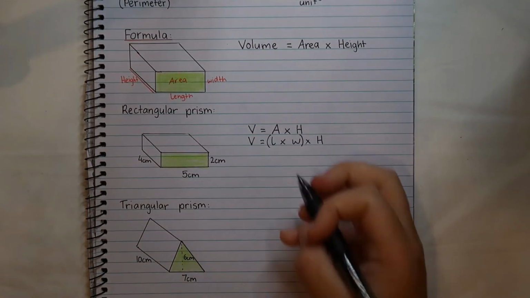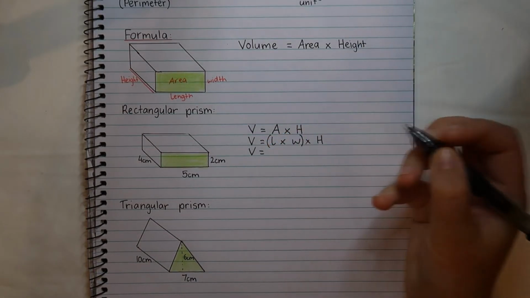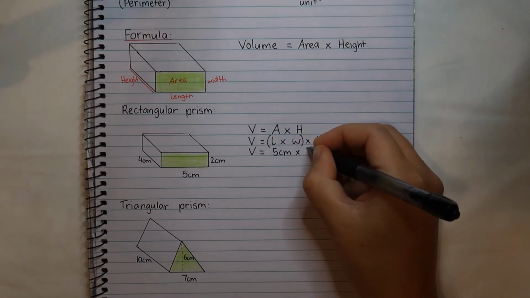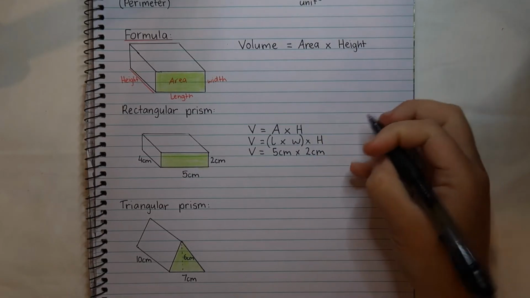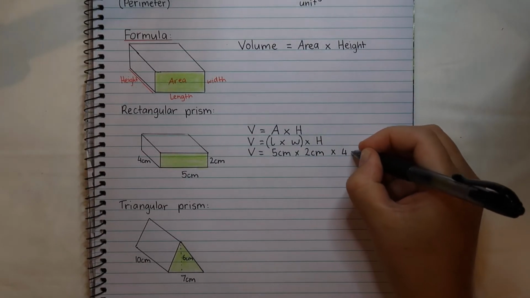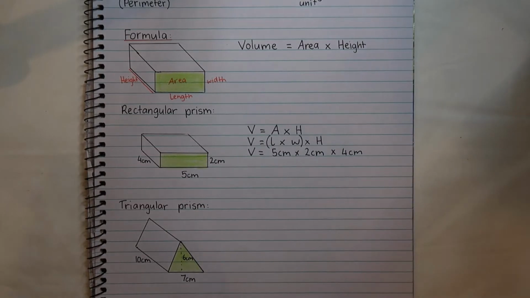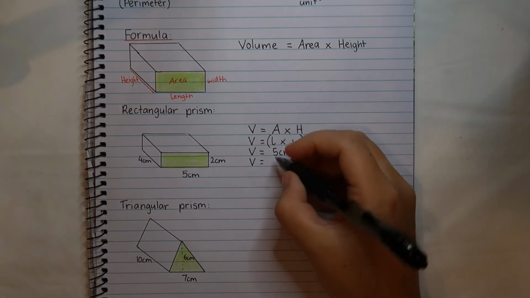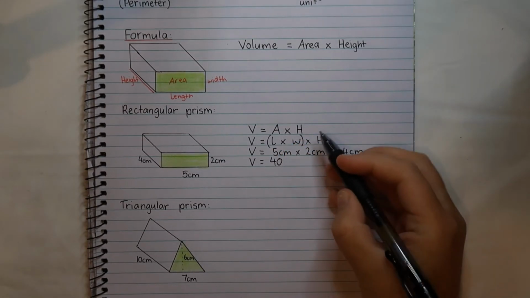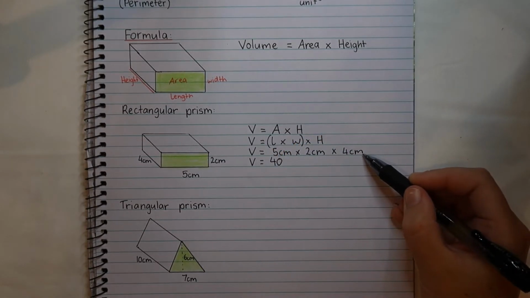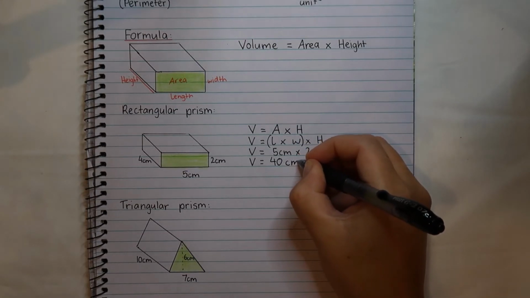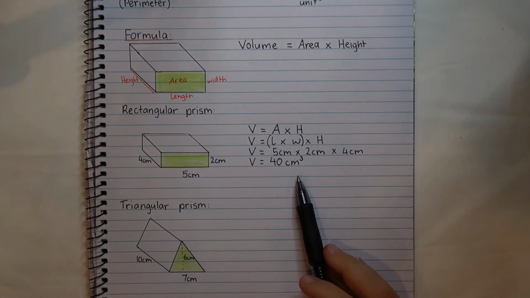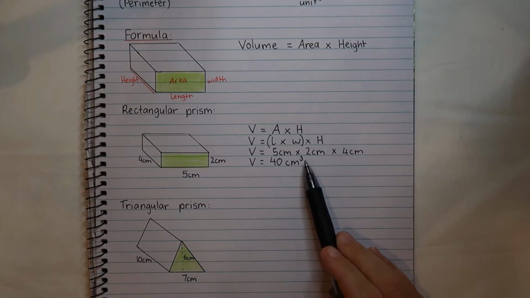So now let's put in our numbers. So the volume is equal to 5 centimeters times 2 centimeters, that's our area, multiplied by our height of 4 centimeters. So our volume is equal to 5 times 2, which is 10, times 4, which is 40. And then centimeters times centimeters would give us centimeters to the power of 3, using our index laws. So we say this as 40 centimeters cubed.